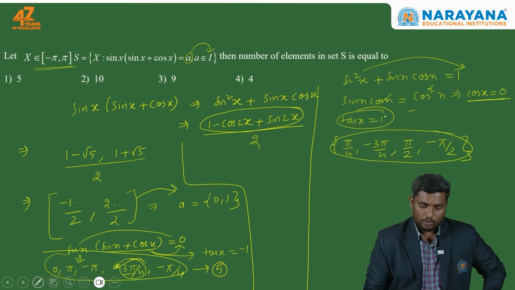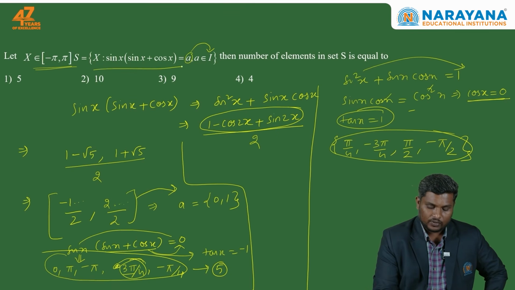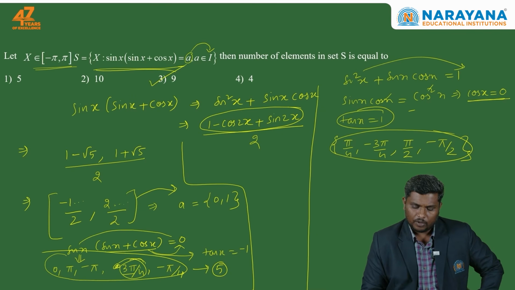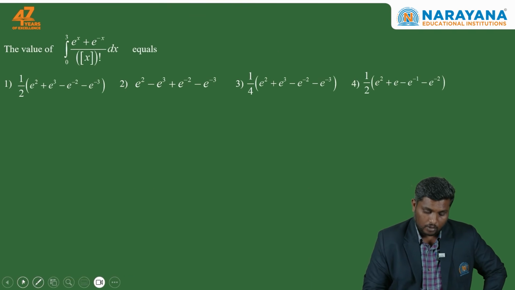So the total number of solutions, there are 9 such elements in set S which satisfy this condition where a has to be an integer. So the solution would be 9. Okay, slightly tricky question, but people who have very strong basics could easily do this question. Go to the next question.